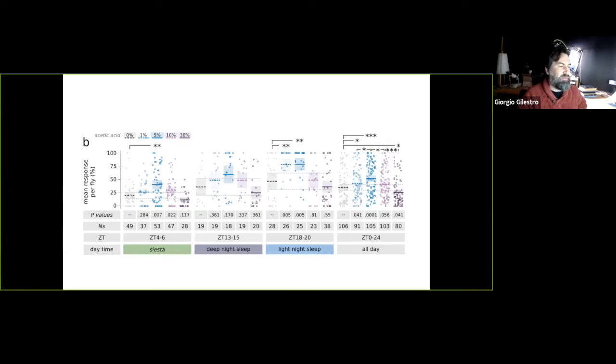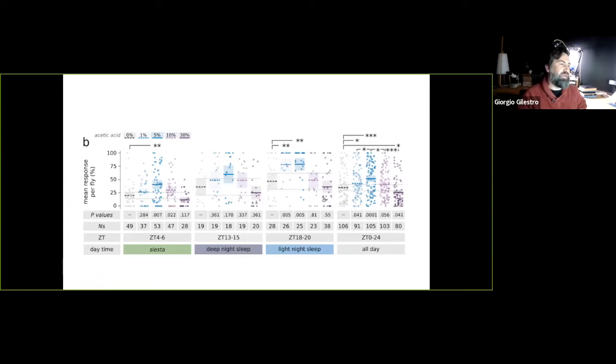And during deep sleep during the night, actually all of them kind of reduce the ability to wake up. And also during the siesta, you see again that the ability to wake up is associated only to the positive concentration of acetic acid. So what does it tell us?